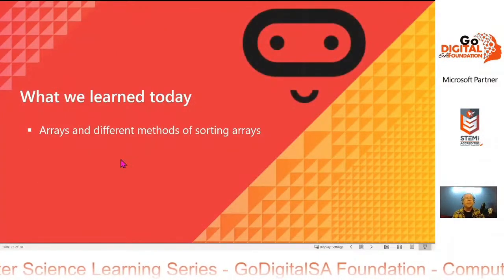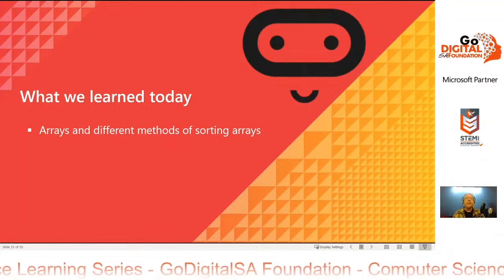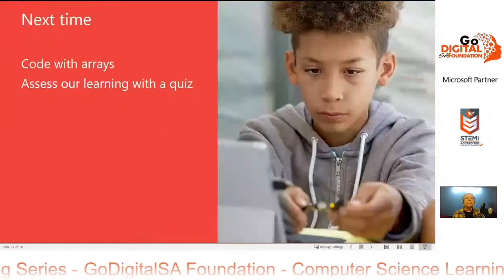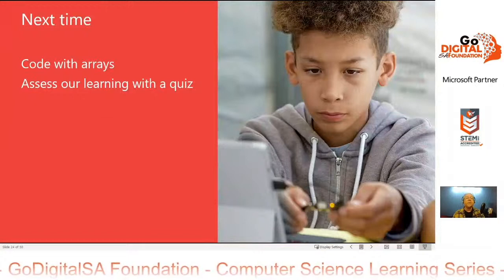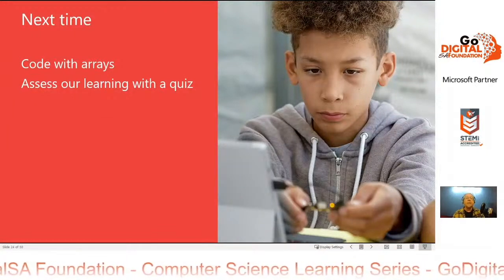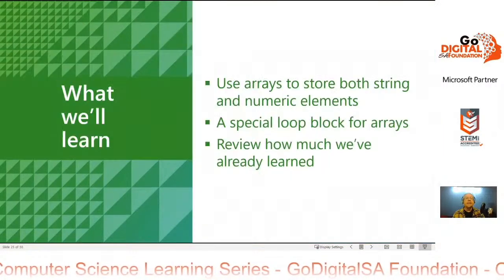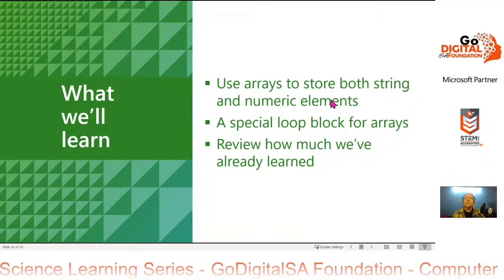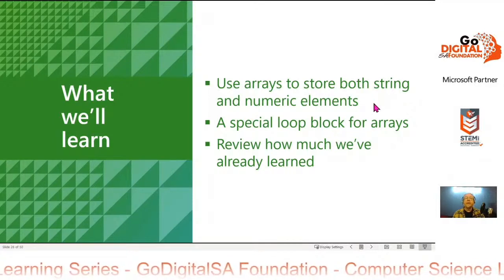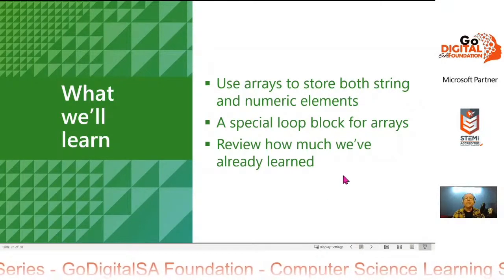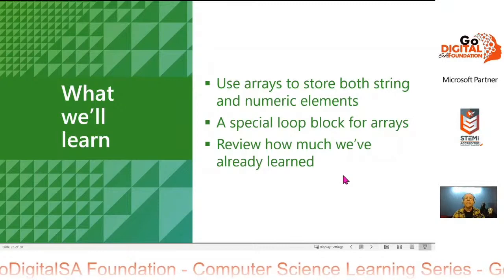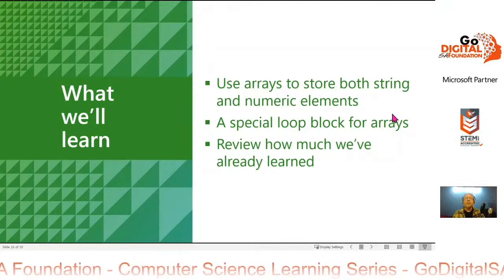Okay, so what we learned: arrays and different methods of sorting arrays. Next time we'll code with arrays, and then we'll assess our learning with a quiz. Okay, so lesson B is coding with arrays. What we'll learn: we'll use arrays to store both string and numeric elements, and we'll see that there's a special loop block for arrays. And then we'll review what we've learned.